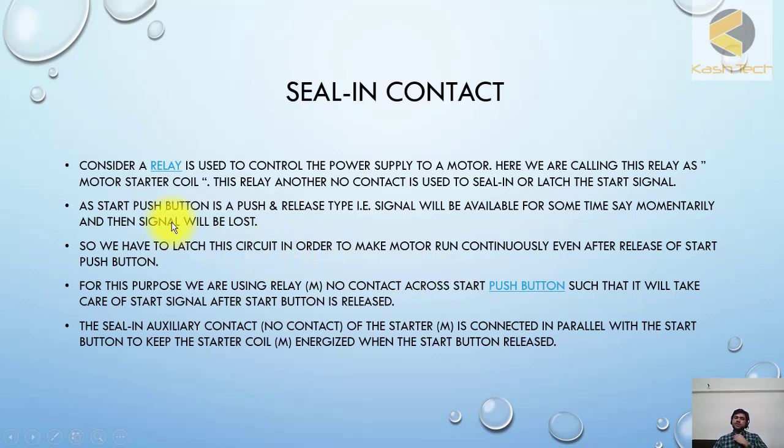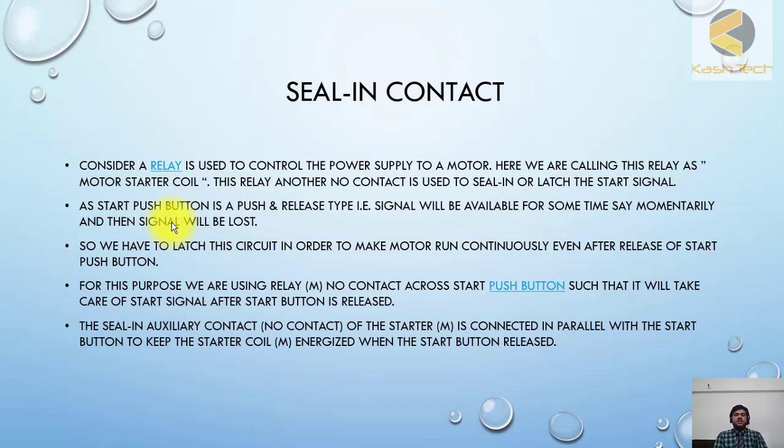So let us see how it's happening. First, go through the theory quickly. Consider a relay used to control the power supply to a motor. Here we are calling the relay the motor starter coil. Another normally open contact of the relay is used to seal in or latch the start signal. A start push button is a push and release type, that is, the signal will be available for some time, momentary, and then the signal will be lost. It's like a pulse. So we have to latch this circuit in order to make the motor run continuously even after release of the start push button.